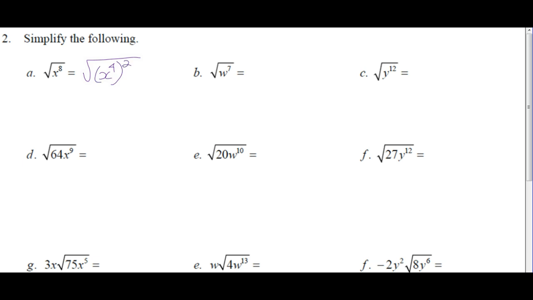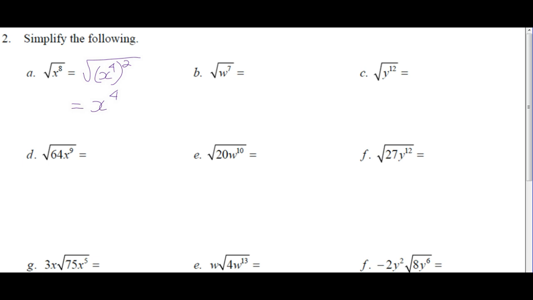It's going to do that again, right? It's all going to disappear at some point. It's the square root of x to the 4th squared, right? So what is the square root of x to the 8th? At some point, it's all going to disappear. X to the 4th, right?